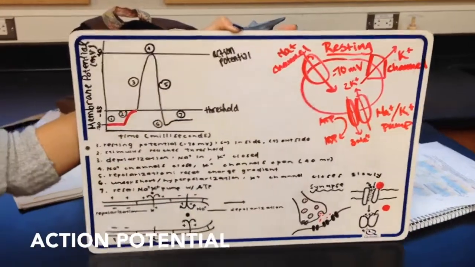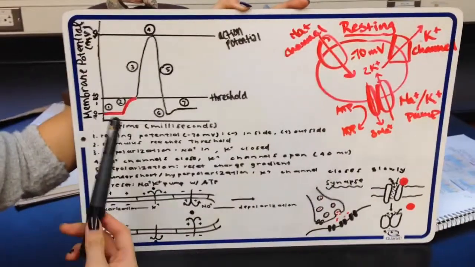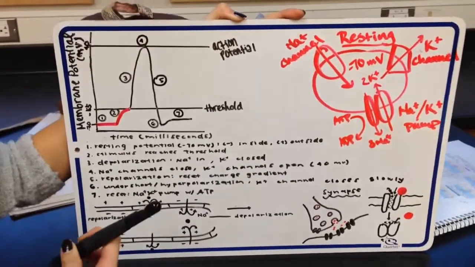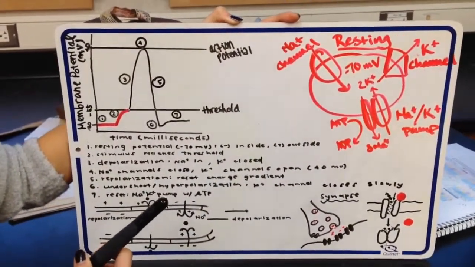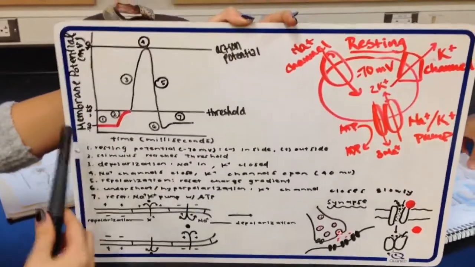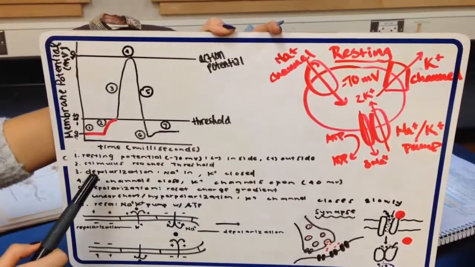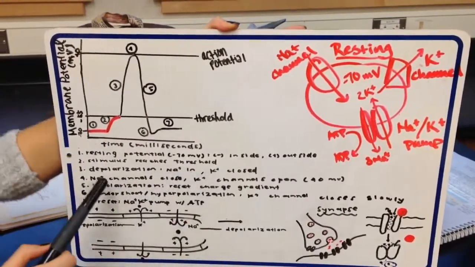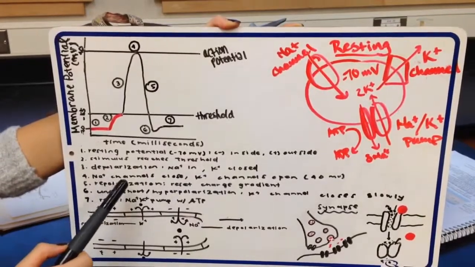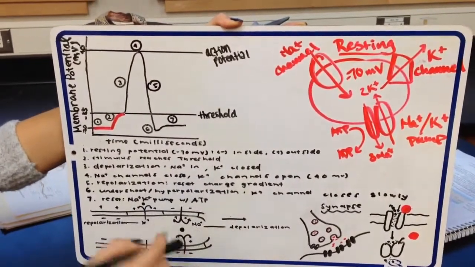This is an action potential graph, and it first starts at the resting potential, where it's negative 70 millivolts, and inside is negative, and the outside is positive charge. And the second step, the stimulus reaches the threshold, and the third step, depolarization, is when Na plus goes in and the K plus channels are closed.